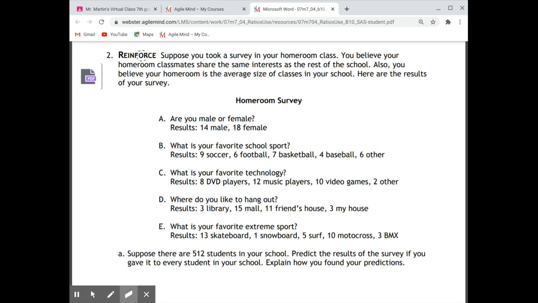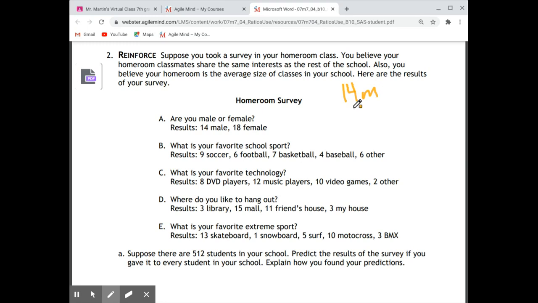Great job. All right, so we're going to take A and we're going to do the exact same thing that we did for our beginning exercise. We're going to use those same steps to figure out about how many in the whole school like the same things or are male or female. Okay, so we're going to start with our males. If you look at this, there were how many males in that classroom? 14. There were 14 males.